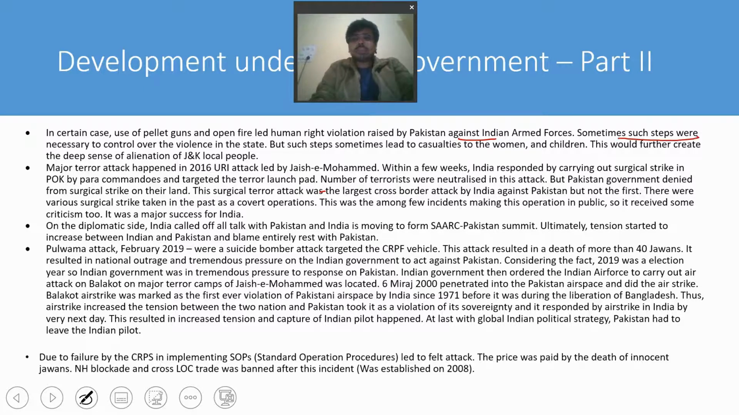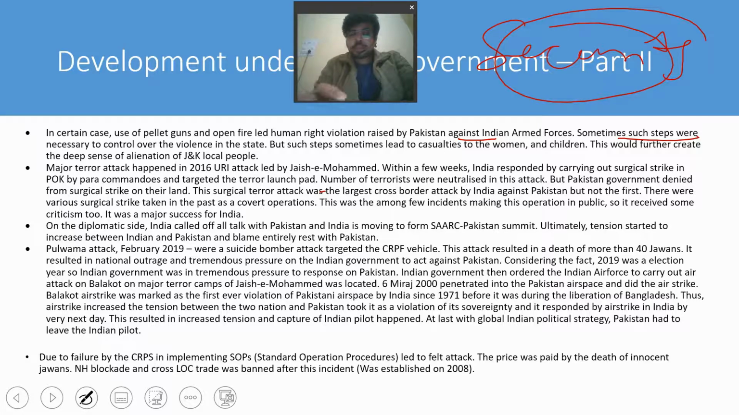Sometimes such steps were necessary to control the violence in the state. Security officials were forced to shoot people, just to control the violence in that state. But such steps sometimes lead to casualties among women and children, and this would further create a deep sense of alienation for the people of Jammu and Kashmir. They were already alienated, fighting for their own identity, and after this killing, it created deep alienation in the minds of the people of Jammu and Kashmir.